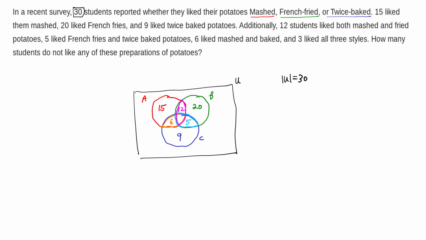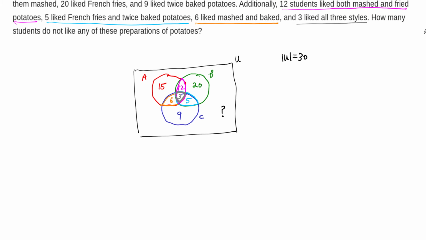And in this complete overlap down here, I should do a better job color coding this. I'll do it in gray. There are 3 students who voted for all 3 styles. So let me go back through and underline everything. 12 students like the mashed and fried, 5 students liked the fried and baked, and 6 students liked mashed and baked. 3 liked all 3 styles. So here we go, this is our Venn diagram, and we want to know how many students are lying out here. How many didn't like any of these preparations that they were given options to choose?